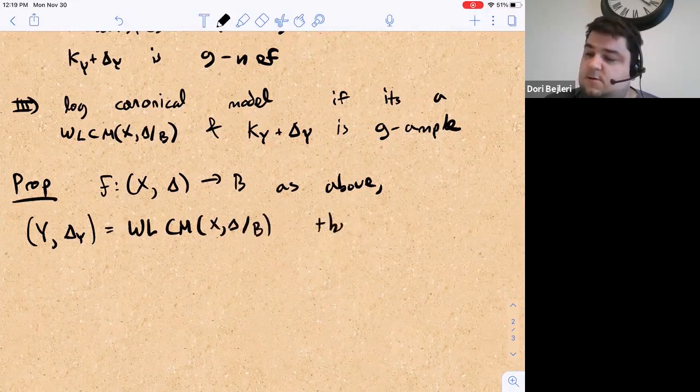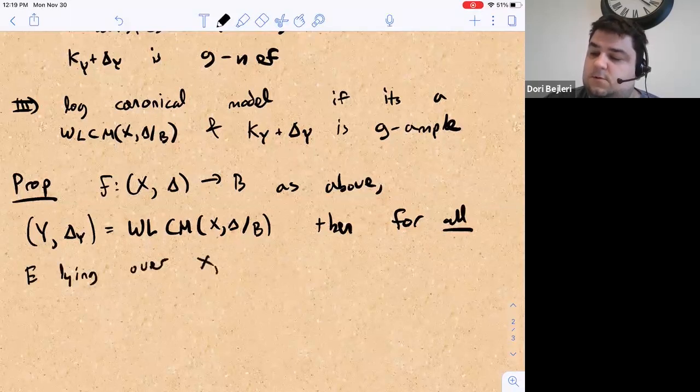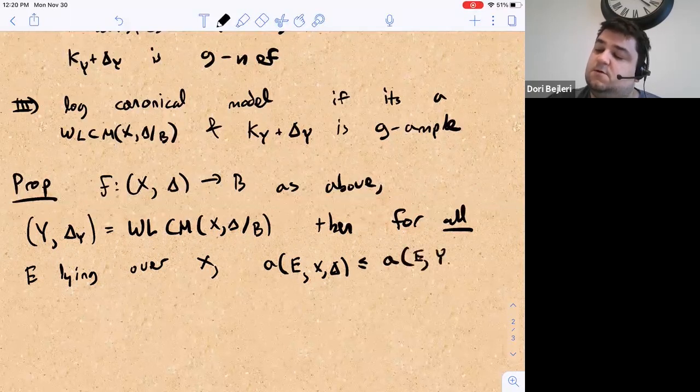Then for all divisors E lying over X, the discrepancies satisfy: the discrepancy of E for (X, delta) is less than or equal to the discrepancy of E for (Y, delta_Y).